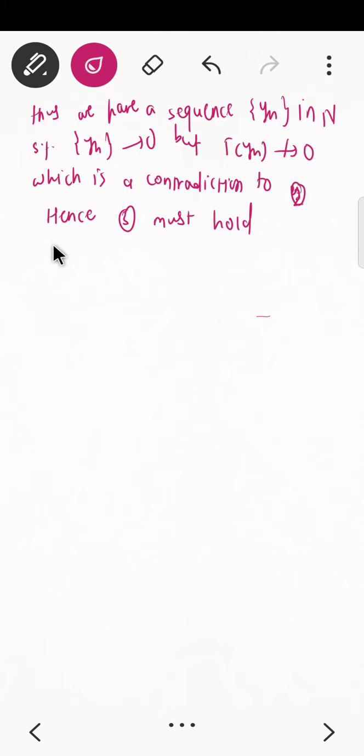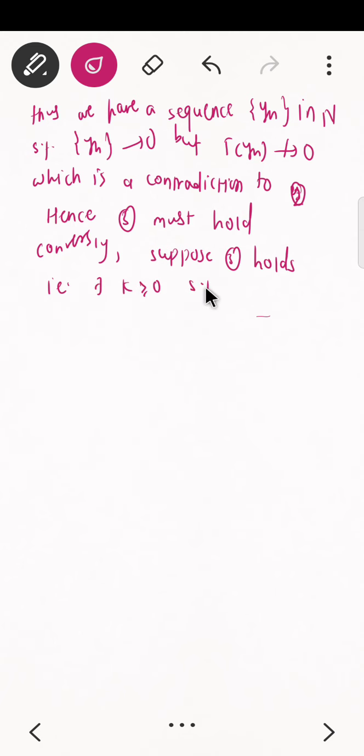So we are going to show the converse. Suppose this 3 holds, that is, there exists a non-negative real number k such that the norm of T of x is less than or equal to k times the norm of x for every x belongs to N. We give this the number 1.